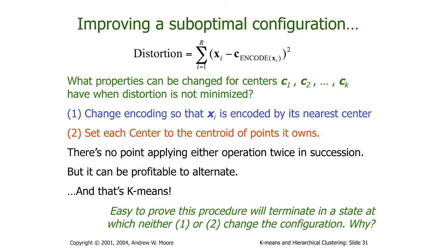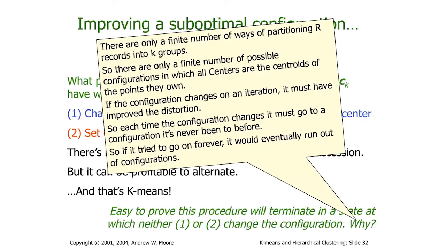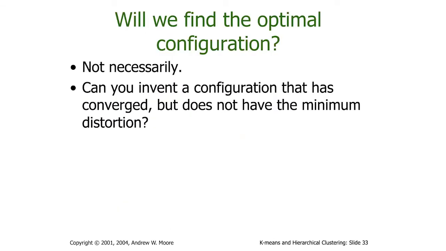Another question you might ask is, are we ever going to terminate? And the answer is yes. There's only a finite number of ways that we can partition this data. And as I said in the other set of slides, we're going to eventually run out. It might be a local optimum. It's probably not going to be a global optimum, but we will run out of configurations. So that gets us to the next question. Are we going to find the optimal configuration?